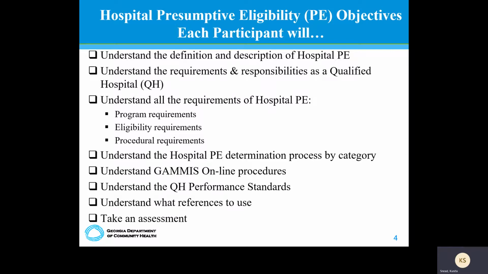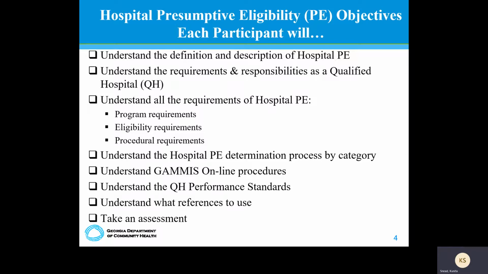We're going to look at how to enter this information onto Gametes, because you're going to find out that everything is going to have to be done manually on paper first. And then once you do it on paper and you approve them, then that eligibility information will need to be put into the Gametes web portal. Part of this program, you will have to make sure that you are adhering to performance standards. So each hospital that is participating in this program will have to meet performance standards, and we will talk about that. We're going to look at what references to use if you need it.